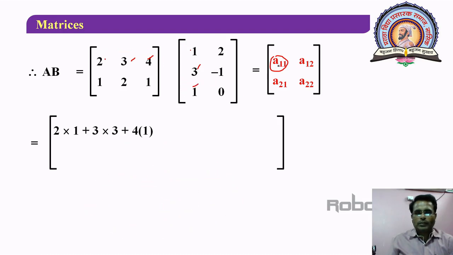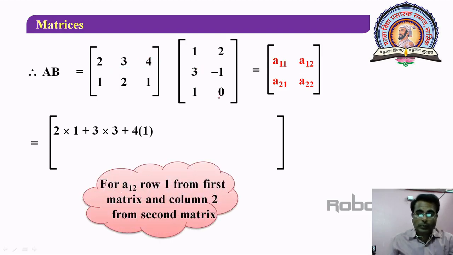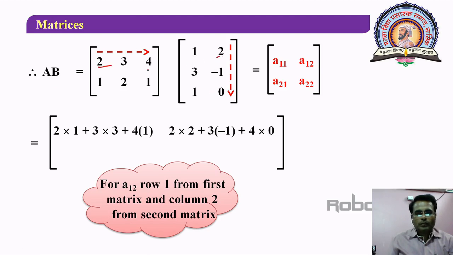Similarly, if you want to consider this second element A12, for that we have to consider the first row here and the second column here. So A12 is obtained by the first row of the first matrix and the second column of the second matrix, that is, we have to consider this combination. So actually you have to consider this 2 into 2, then 3 into minus 1 and 4 into 0.